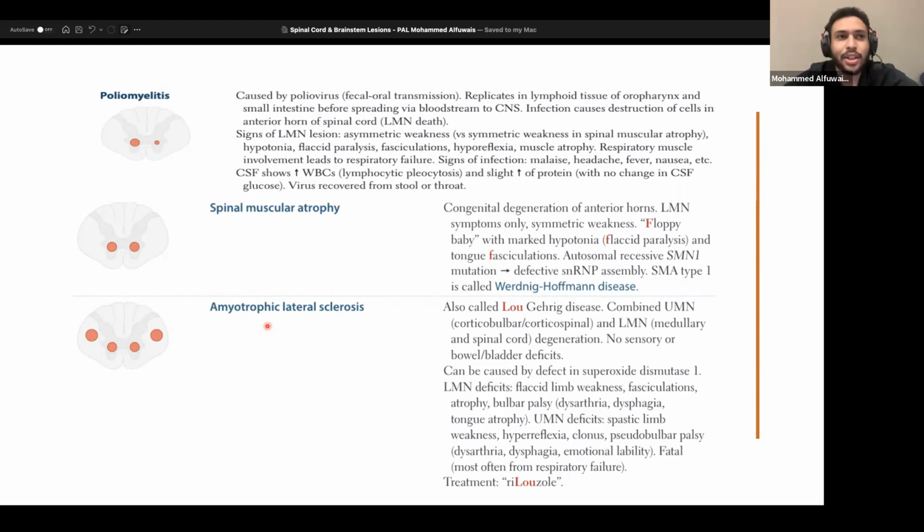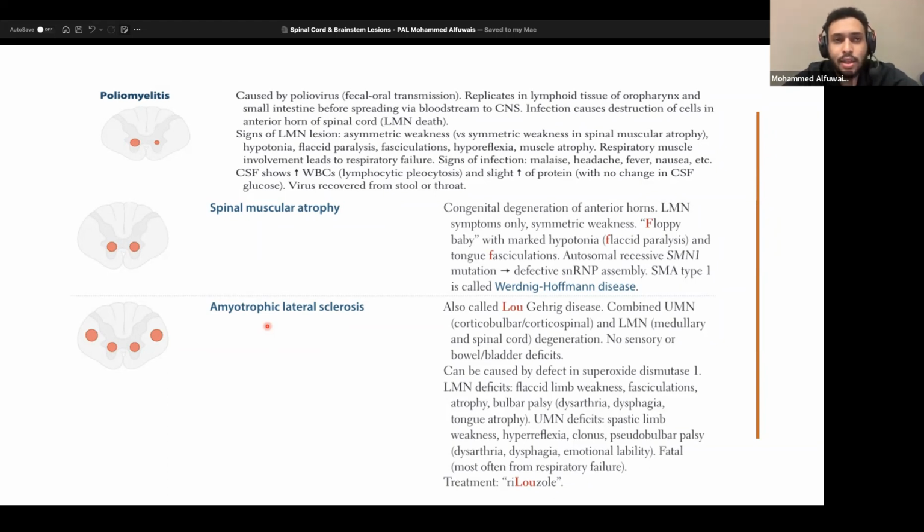Specifically, it might affect the corticobulbar tracts, which is again the corticospinal tract for the motor nuclei in the brainstem. And then it will also affect some of the nuclei in the brainstem. Specifically, the ones you need to remember are the nucleus ambiguus and the hypoglossal nucleus. The nucleus ambiguus is the motor nucleus for the vagus nerve, for example. So you might have a patient who presents to you with dysphagia. That's one of the signs of ALS.